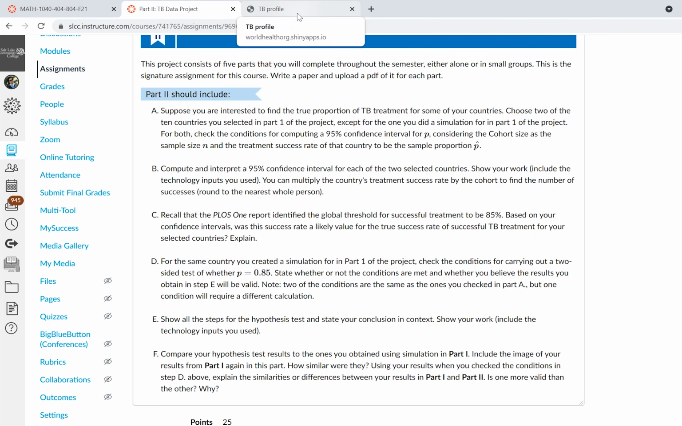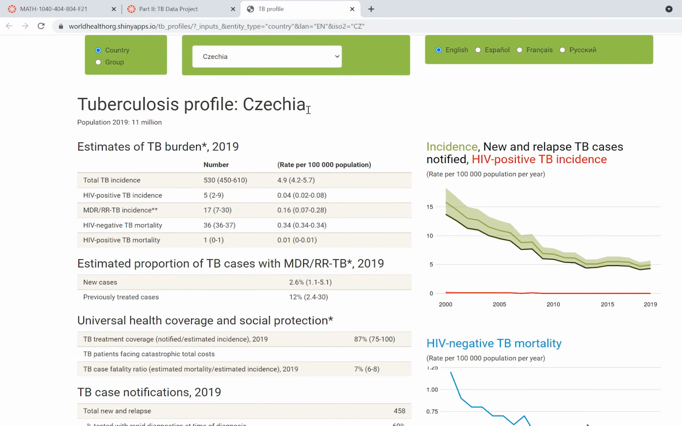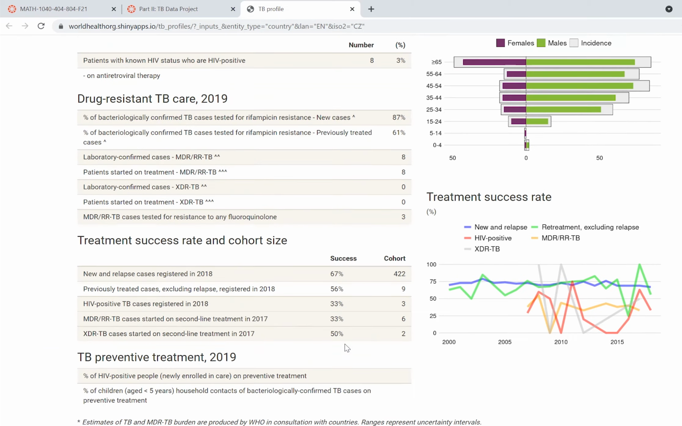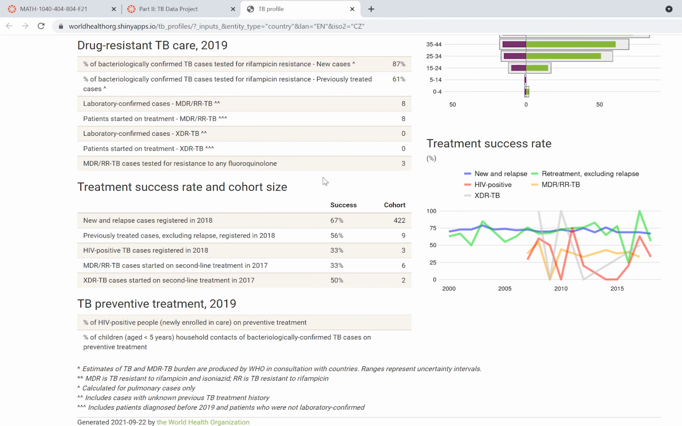In terms of what we're working with in terms of the sample size, for example for Czechia, I'm going to scroll down and look at where we found the tuberculosis success rate earlier. We did this for part 1 of the project. The cohort size is what I will count as my sample size, in comparison to the population size, which, if I'm trying to compare this to the rest of the world, would be the population size. Think about that for the second condition.